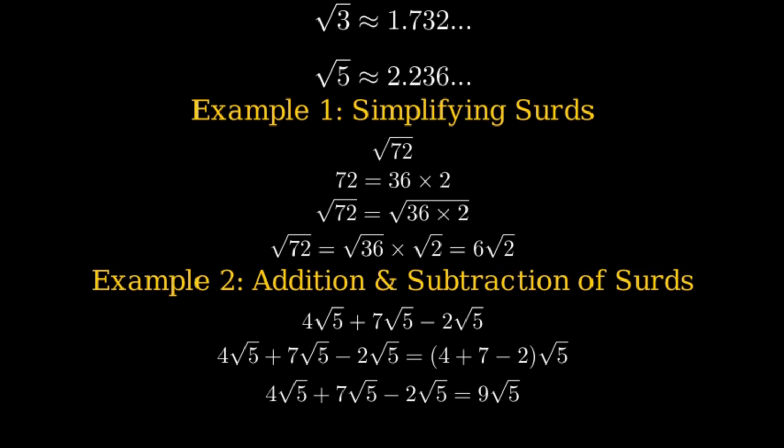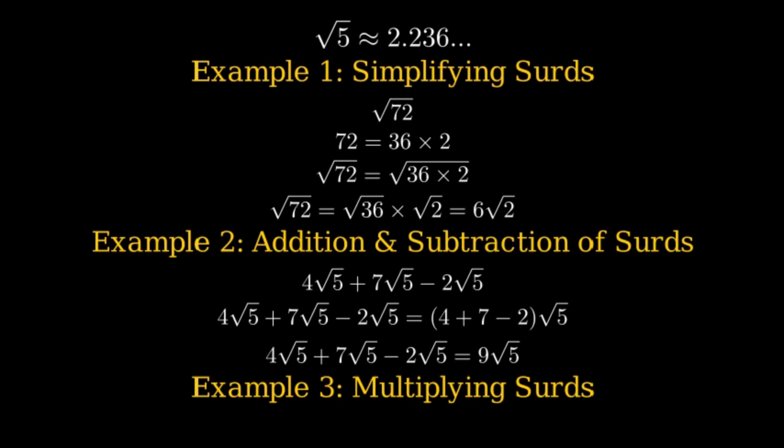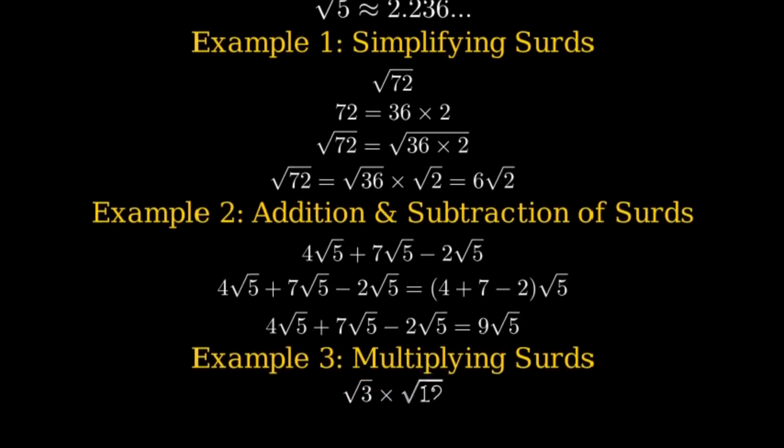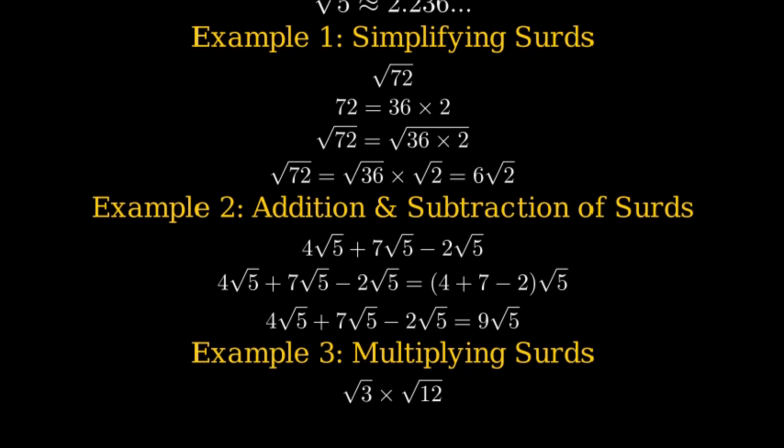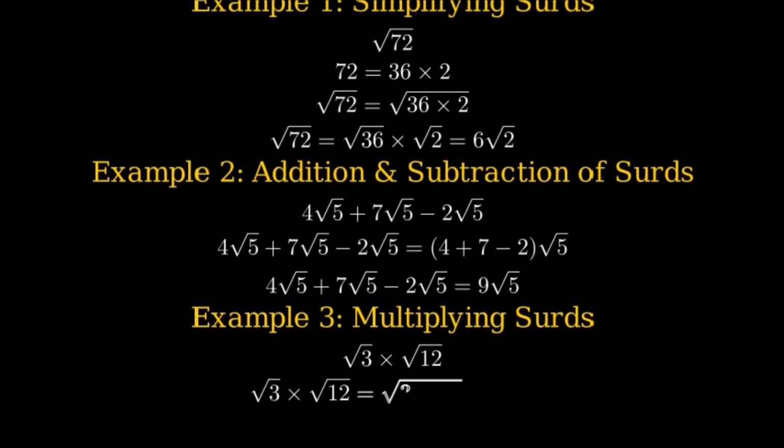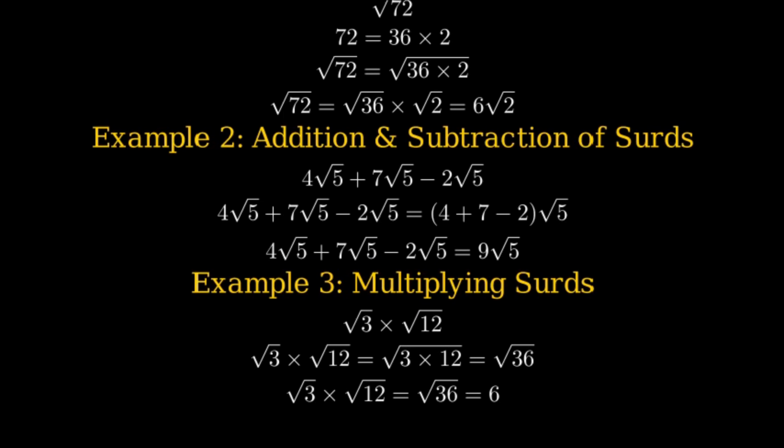Now, let's learn how to multiply surds in example 3. We need to find the product of root 3 and root 12. When multiplying surds, we multiply what's inside the root signs. So root 3 times root 12 equals the square root of 3 times 12, which is the square root of 36. Since 36 is a perfect square, the square root of 36 equals 6.